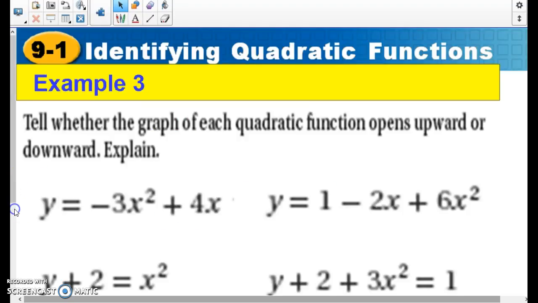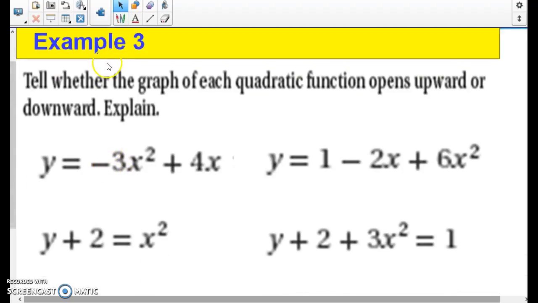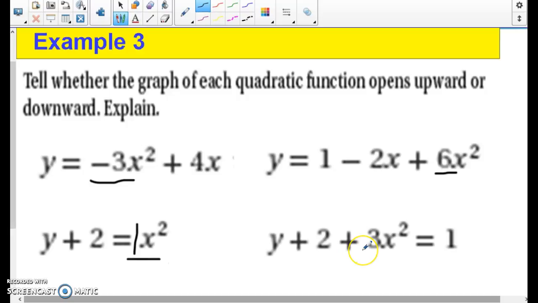Okay, so this number right here. For this slide, it's going to open downward for this one because it's a -3. So that means it's less than 0, so it's opening downward. This one is a +6, so it's going to be opening upward. This one is going to end up being +1, so it's going to open upward. And this one doesn't say y equals yet, so this one's kind of tricky. But once we make it say y equals, I would have subtracted 3x squared from both sides, which means it's going to be a -3x squared. So it's going to end up opening downward.